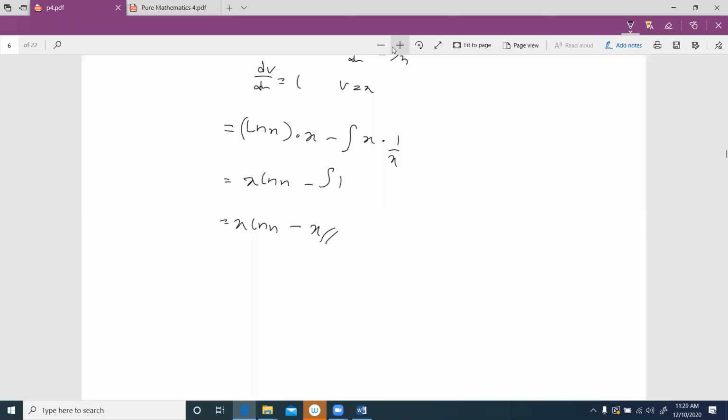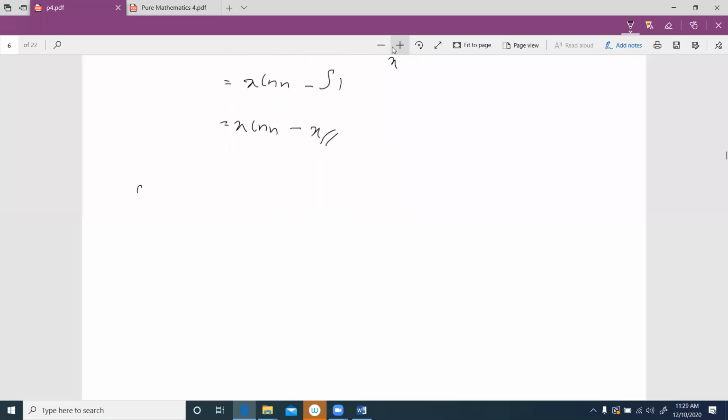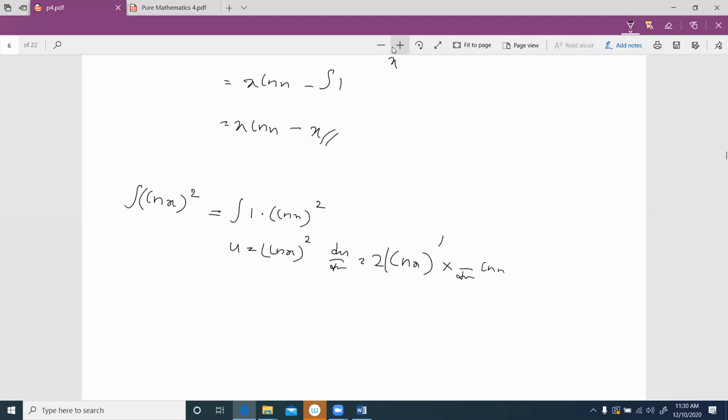Right. Then this question: integration of ln x whole thing squared. This is the other standard formula we should know. Again, we use the same technique. We use this one as 1, times ln x whole thing squared. We consider u as ln x whole thing squared. Therefore, du by dx is 2 times ln x to the power 2 minus 1, which is 1, into the differentiation of ln x. That's the power rule. So this turns out to be 2 ln x times 1 over x. Then dv by dx is 1. Therefore, v becomes x.